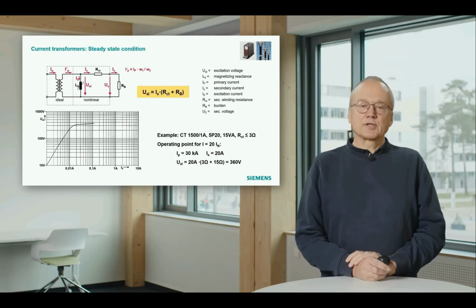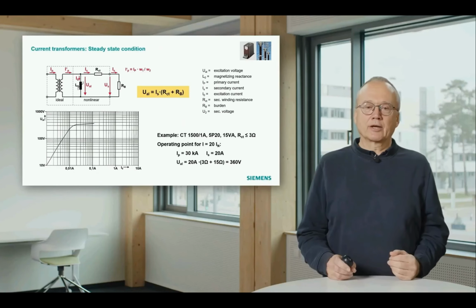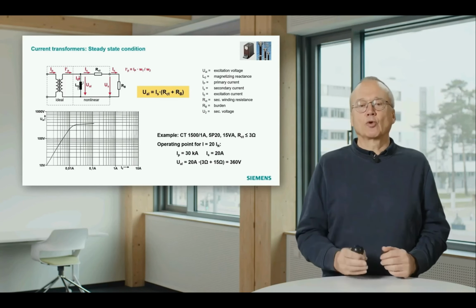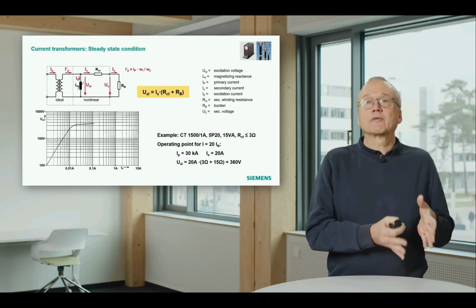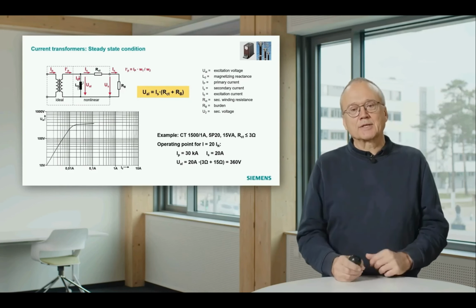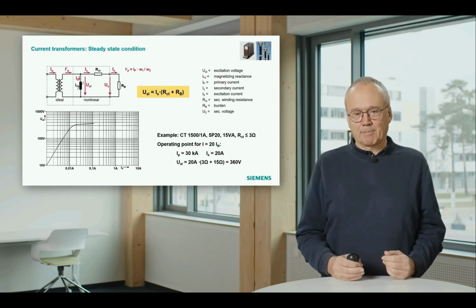What we also assume for this current transformer is the winding resistance that is estimated to be 3 ohms. That is a thing you may have to get from the datasheet. And now I would like to calculate the operating point in our diagram for this limit value of 20 times nominal current. 20 times nominal current means on the primary side we have 20 times 1500 amps, that is 30 kiloamps. And on the secondary side we have 20 times 1 amp, which is 20 amp.